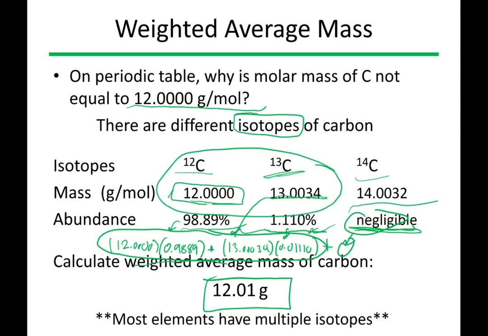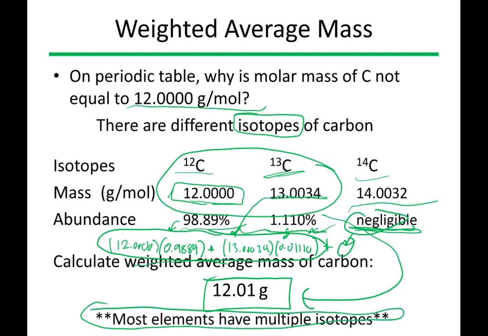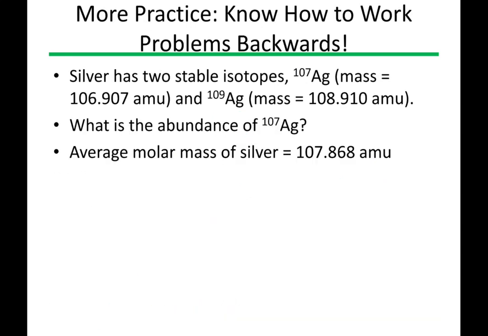So the value we get there for the molar mass represents the fact that if we were just to take out a random sample and use that in our experiment, it would be a mixture of the isotopes. And so to get a mole of that carbon mixture, we'd expect on average for it to weigh 12.01 grams. And most elements will have multiple isotopes, so you'll see this as the case for most things on the periodic table. We should also be able to practice working this problem backwards.